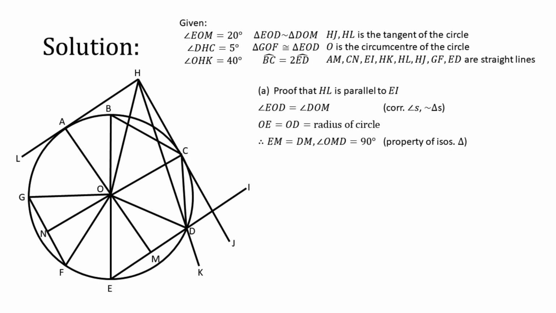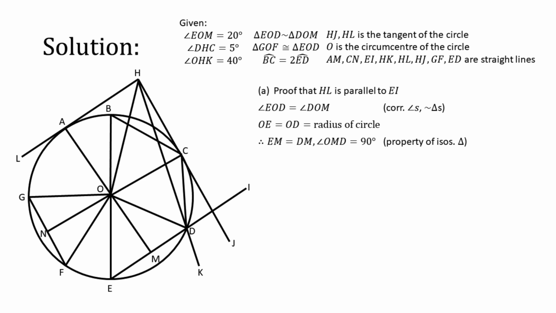Okay, did you guys solve that? First, we will check for part A. First, to prove HL is parallel to EI, we can observe that there are lines connecting HL and EI, and we may be able to use them to prove it. Let's look at the given information.